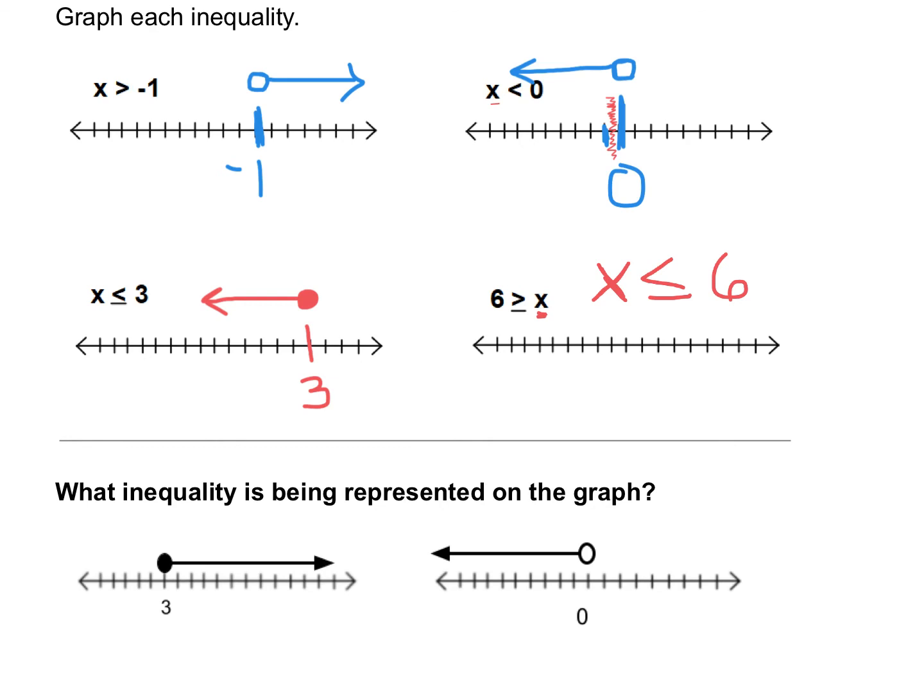Okay, and now I can start at 6 on the number line. I'll just put it right here, label it 6. We're going to have a closed circle, arrow going to the left again for less than.